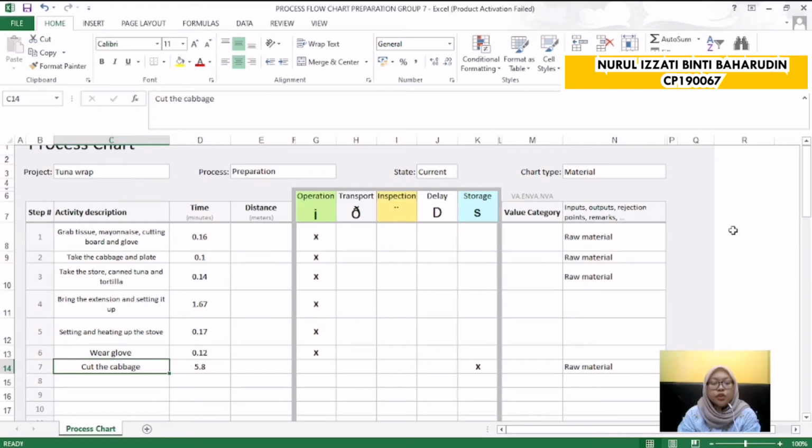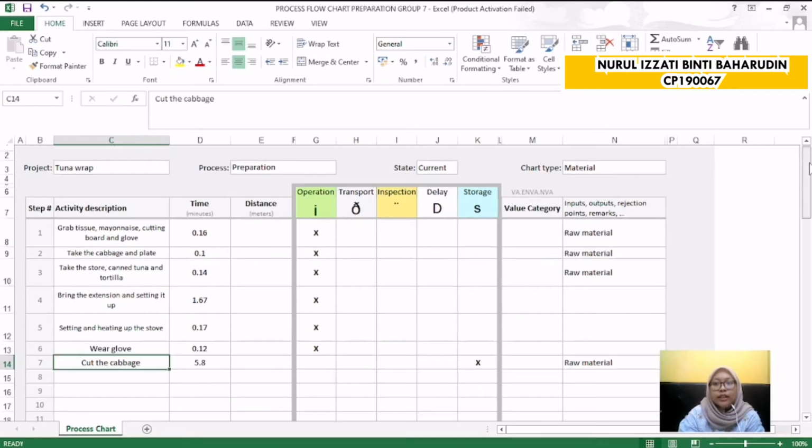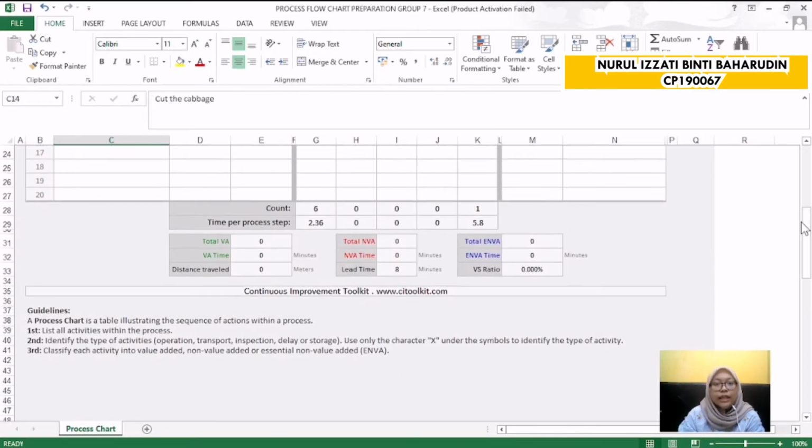So the first process, which is the preparation process, has about 7 activities, and based on our observation we found that the last activity, which is cut the cabbage, takes the longest time, which is 5.8 minutes. This is due to the fact that we want a large amount of cabbage in our tortilla wraps. For the entire process, we found that our lead time is 8 minutes.